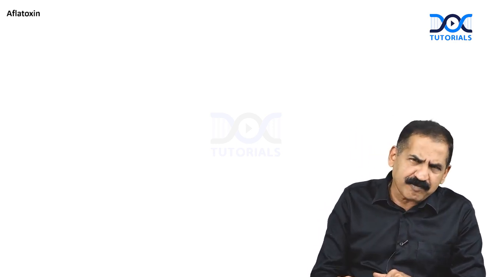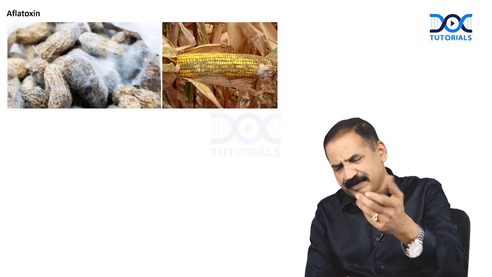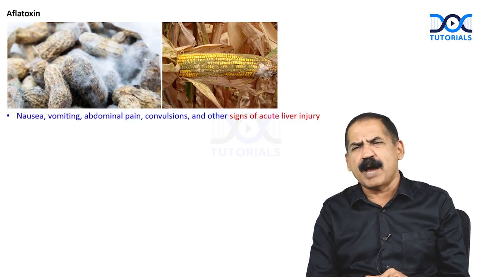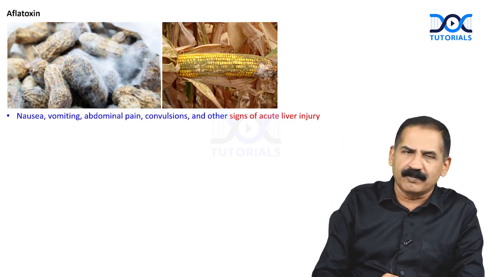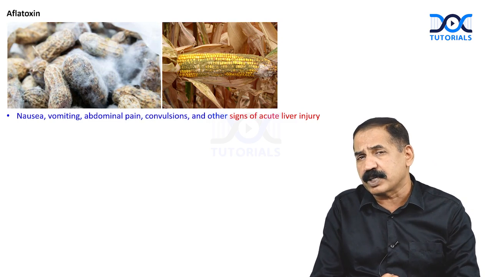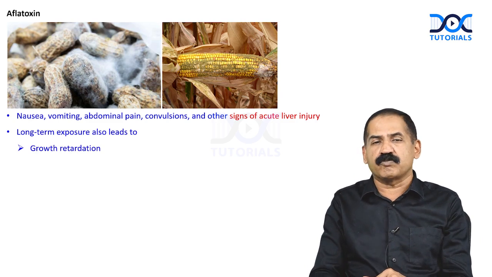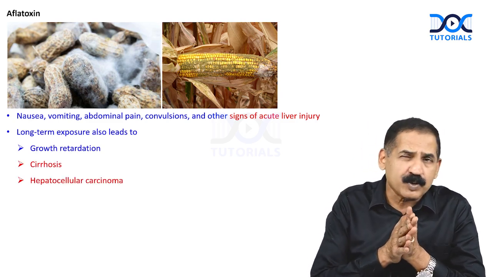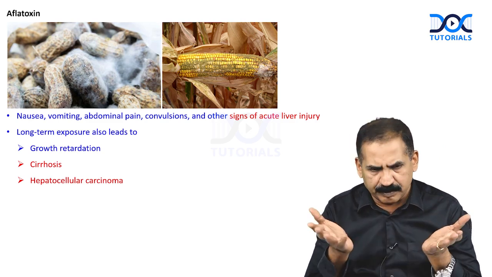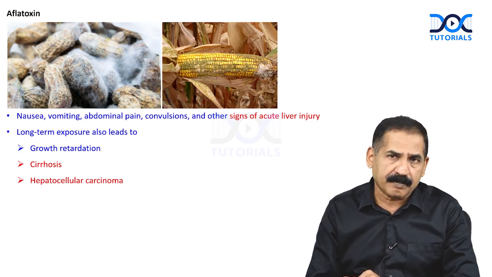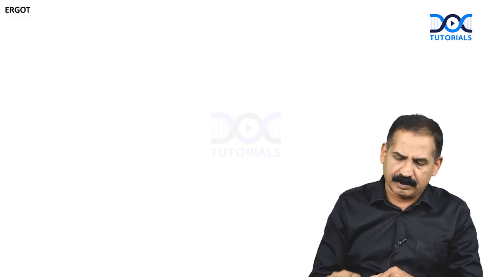Okay. Aflatoxin, it is a fungus which grows on groundnuts or maize or similar seeds. It is mainly hepatotoxic. Initially there will be nausea, vomiting, abdominal pain, convulsions, and other signs of acute liver injury. Long-term exposure may give rise to cirrhosis of the liver as well as hepatocellular carcinoma. There may also be growth retardation in children. Generally we don't deal with aflatoxin in forensic medicine.